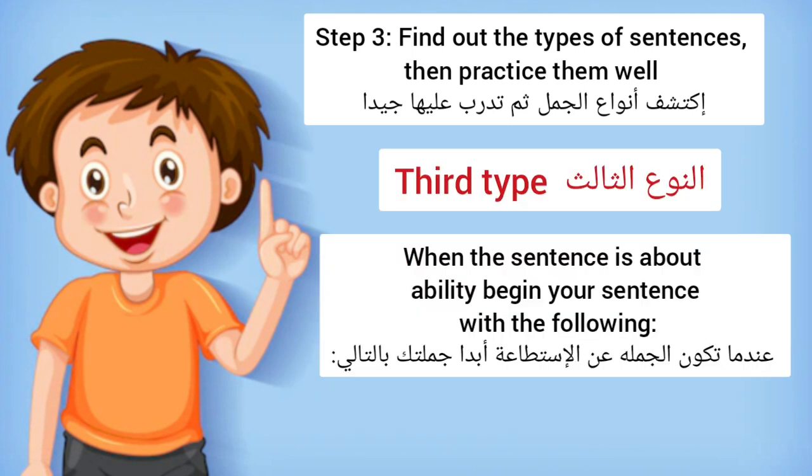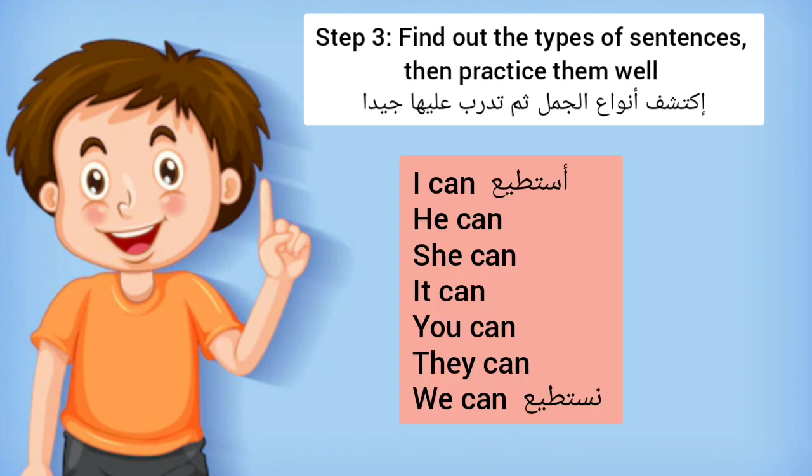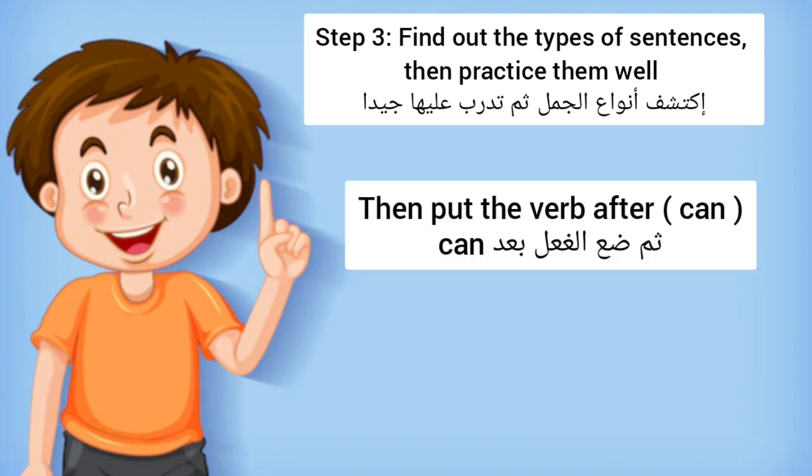Third type. When the sentence is about ability, begin your sentence with the following. I can, he can, she can, it can, you can, they can, we can. Then put the verb after can.